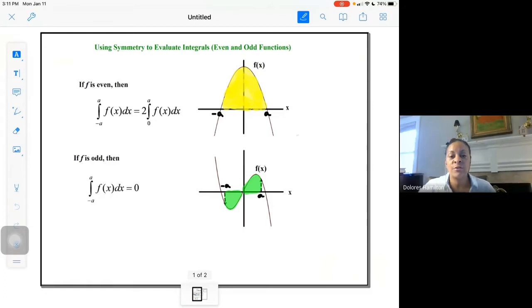Moving on to symmetry. We worked a lot with even and odd functions, I think, in the previous year. We know that even functions are symmetric over the y-axis. Odd functions are symmetric over the origin.